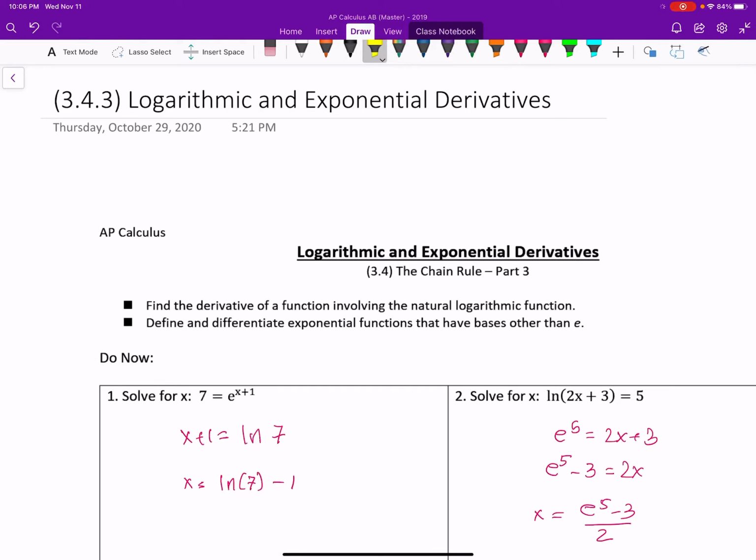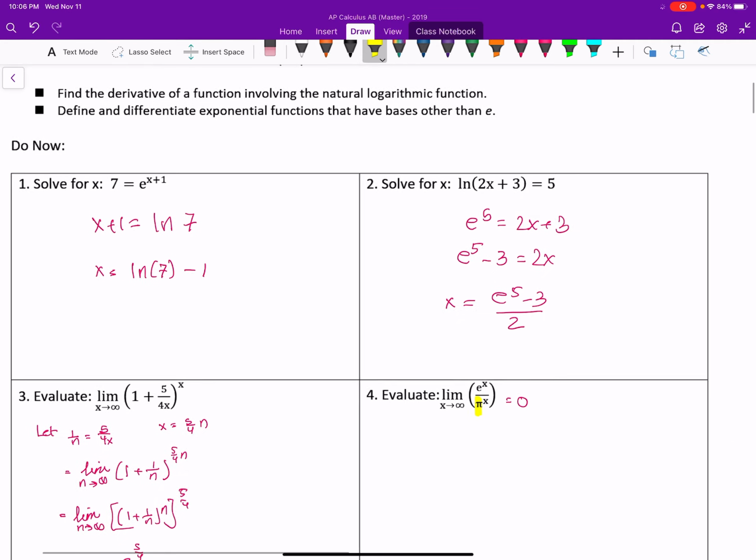Okay, so logarithmic and exponential derivatives. This is a subset of the transcendental functions as well that we were just doing with the trigonometry. There's a little more detail involved in this. That's why I separated it into a separate section. But hopefully you've done the do now.